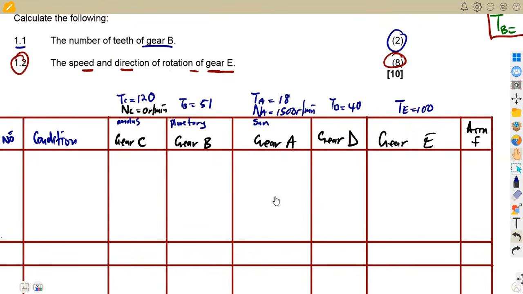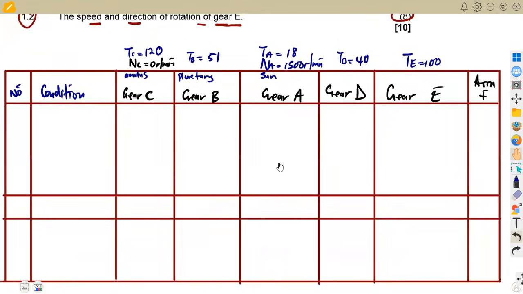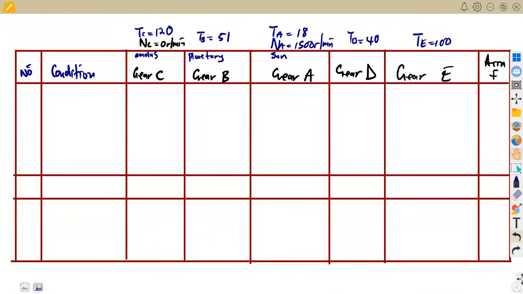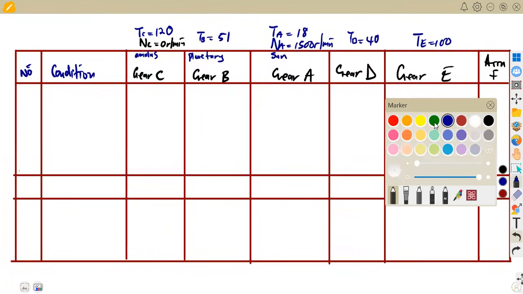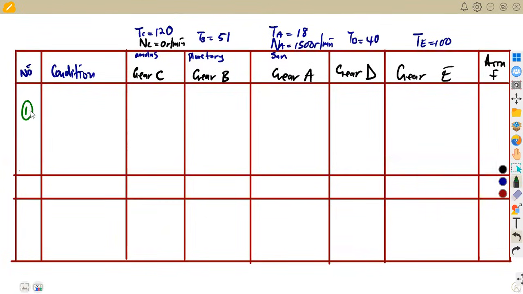All right, so let us consider what we are having here. Remember our condition always is that for the first step we are supposed to fix the arm in this case. All right, so what we are going to do is to fix the arm, and our arm is F in this case. We are going to fix the arm F.